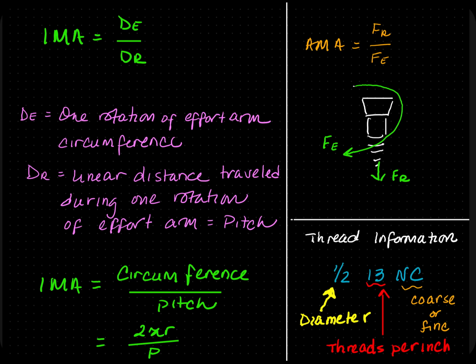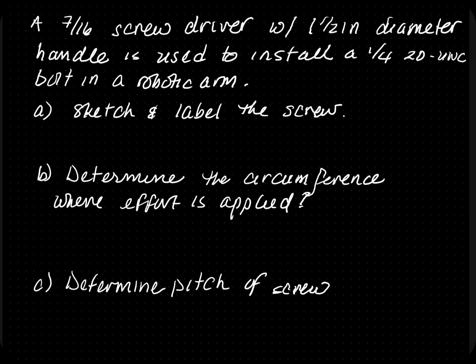Sometimes you will get the thread information such as 1/2 13 NC. 1/2 will tell you the diameter of your thread. 13 is the threads per inch to determine your pitch size. And NC is usually coarse or fine. Pause the video, try this problem on your own, and then check your answer.